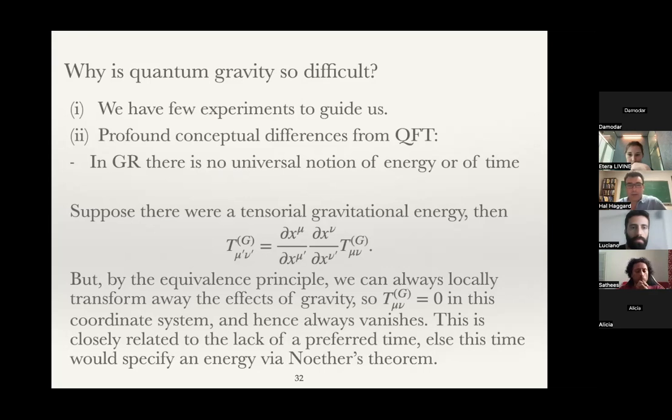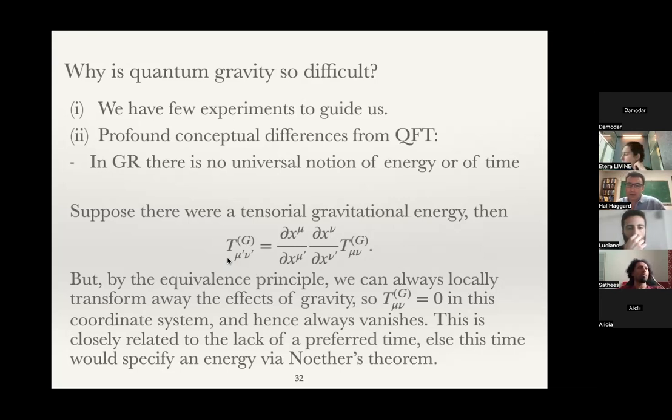So the first one is that in general relativity, there's no universal notion of energy or of time. You've probably heard this a fair bit, but I want to try and say it in a concrete way. Suppose there were a tensorial description of gravitational energy. I'll call it T, to make you think of the stress energy tensor. I've put two indices here, but it can be any tensor. I don't mind. I'm just trying to make it concrete. So here's my gravitational description of energy.